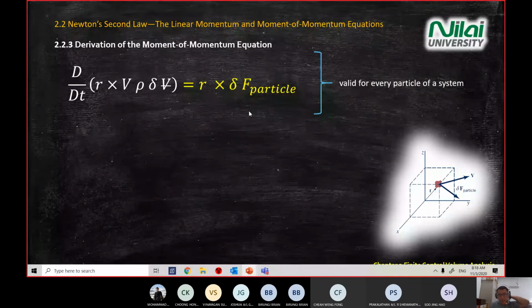And just as a note, this equation is valid for every particle inside our system or inside our control volume. So you want to know that for every particle, then you integrate, then you get the total momentum inside the system. This only looks at one particle.